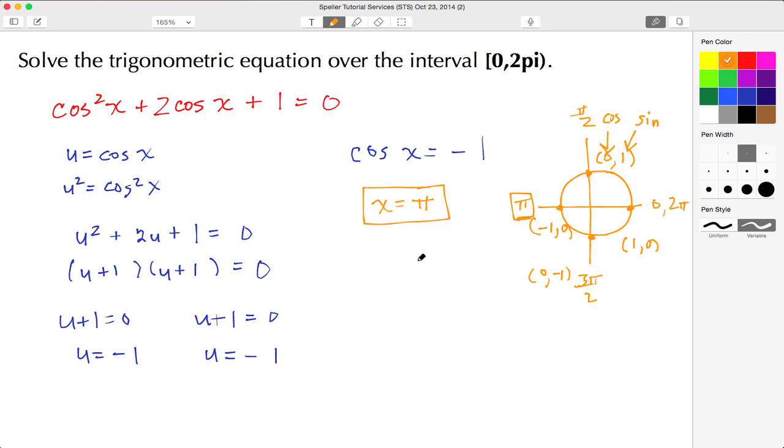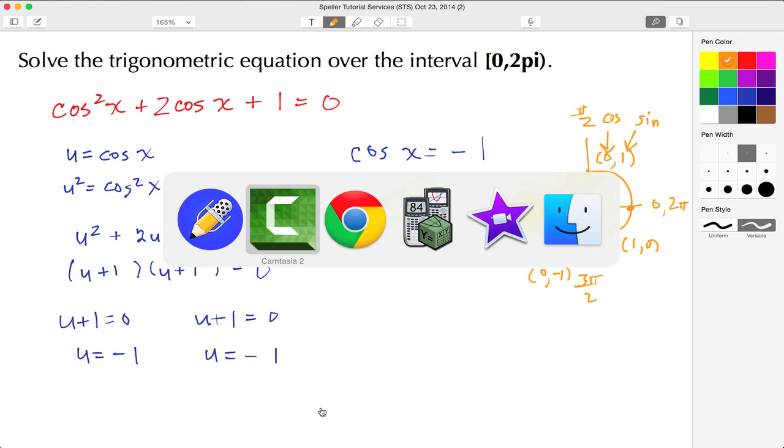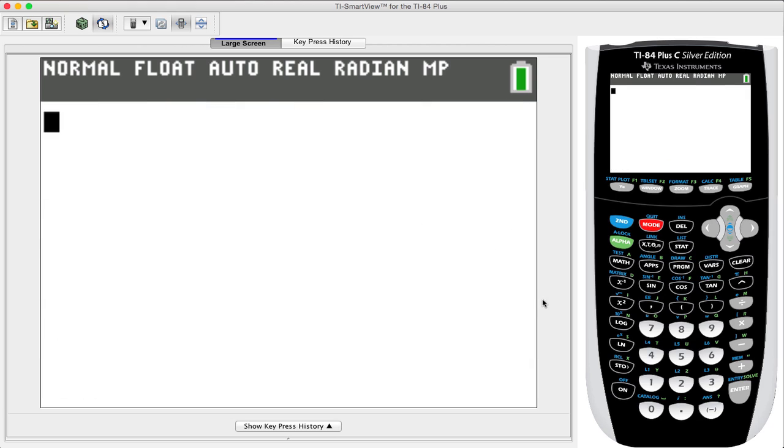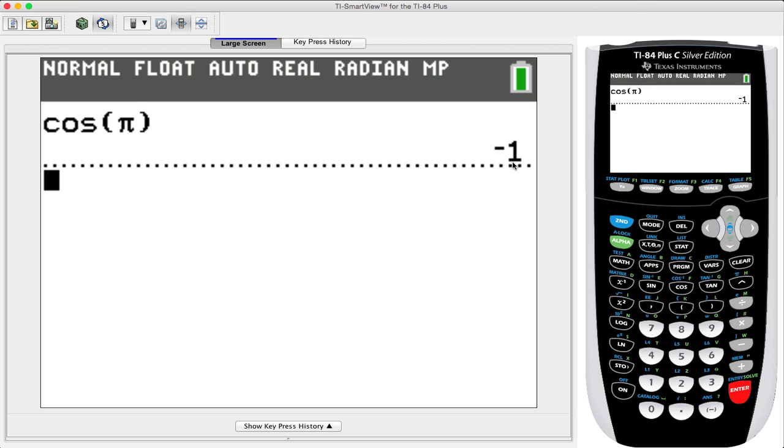Let's do one other thing. Let's go ahead and call up the calculator. Let's quit this, so second quit. Let's type in cosine, and then put in second pi, and we're expecting this outcome to be -1. And here we see that it does in fact come out to be -1.